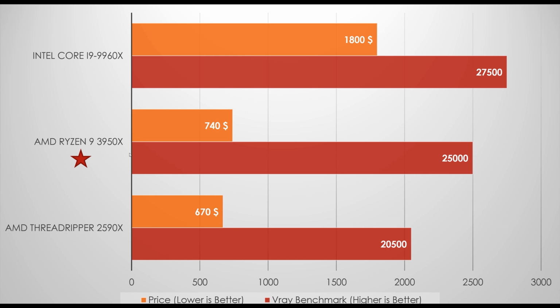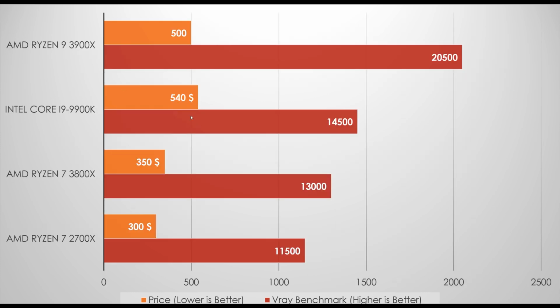Let's see another example. Here I have four CPUs and I want to choose one of them. If I am on a budget, I will choose the AMD Ryzen 7 3800X because it's the best price to performance in its price range. If I have more budget, I will choose the Ryzen 9 3900X because it's giving me the best value here. So I will choose the Ryzen 9 3900X if I have $500, or the 3800X if I'm on a budget. I hope you get the idea. This is only an example. Of course, choose any CPU model that you want and apply the same rule here.